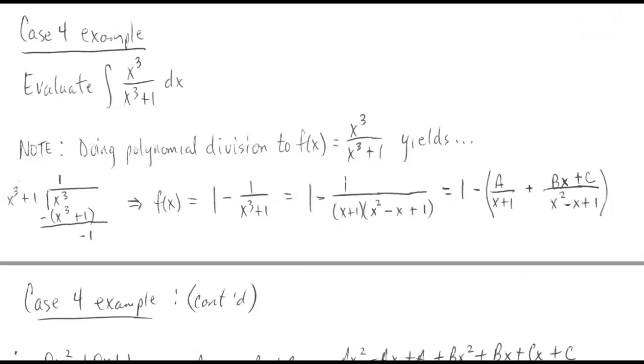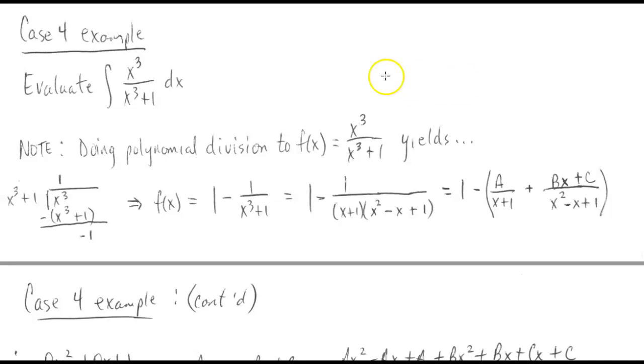So the first one I'm going to do is a case 4 type of integral. And so for this one, we know that the case 4 type of integral is such that we end up having a quadratic factor that is irreducible, and at the same time we're dealing with a case where our numerator and denominator degrees are equal to one another.